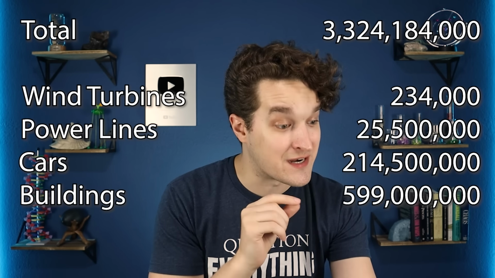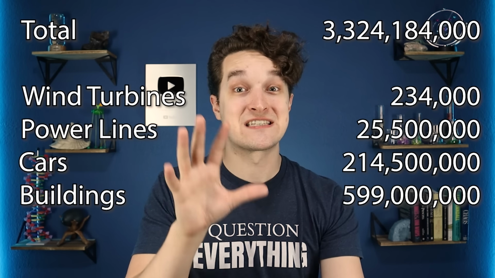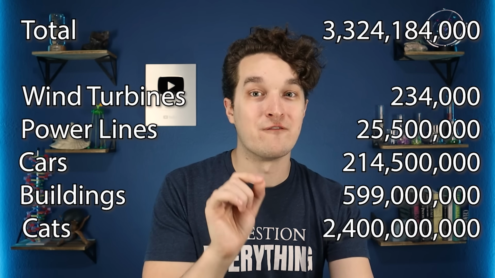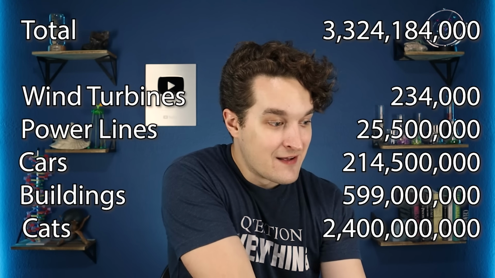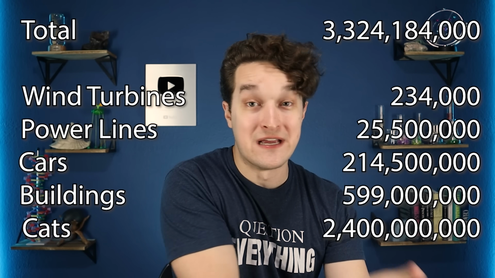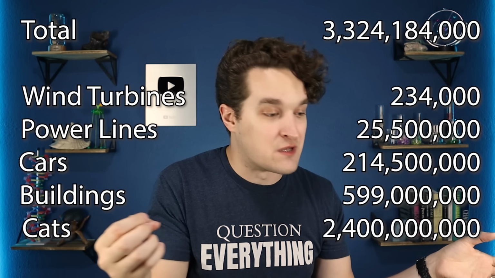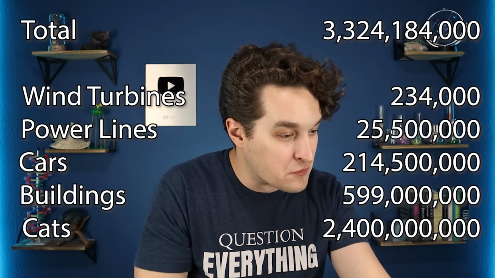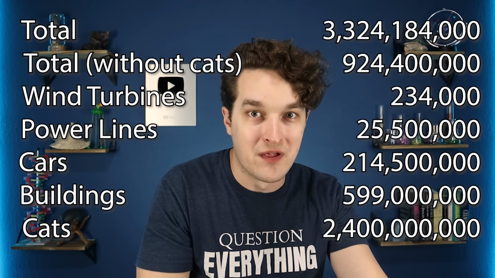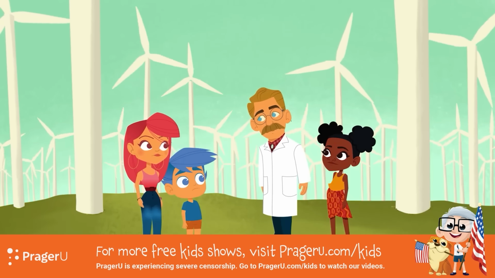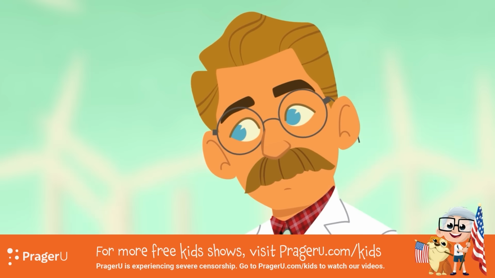account for 599 million, and domestic cats account for 2.4 billion. In fact, the only reason why the total number is in the billions at all is because of cats. If you remove cats from the equation, then the total average number is only 924.2 million. Unsupervised domestic cats kill so many birds, it's hard to track how many. So maybe when PragerU comes up with a plan to get rid of cats and cars and power lines and buildings, they can also come up with a solution to get rid of wind turbines.